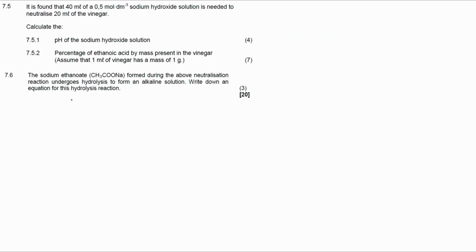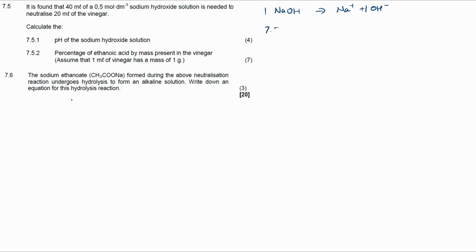It is found that 40 milliliters of a 0.5 mole per dm cubed sodium hydroxide solution is needed to neutralize 20 milliliters of vinegar. 7.5.1 says calculate the pH of the sodium hydroxide solution. Now sodium hydroxide is a strong base, and so when it breaks, it's going to form Na plus and OH minus. The ratio of NaOH to OH minus is 1 to 1.